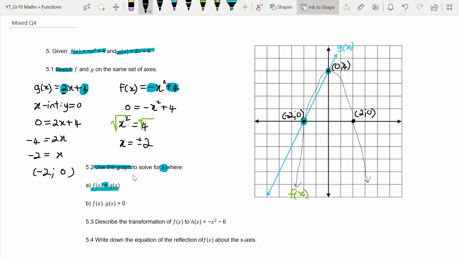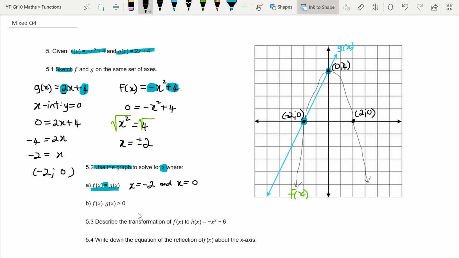They say that we need to solve for that x. So they cut each other where x is equal to -2 and where x is equal to 0. That is where they cut. Those are the x values where they cut.